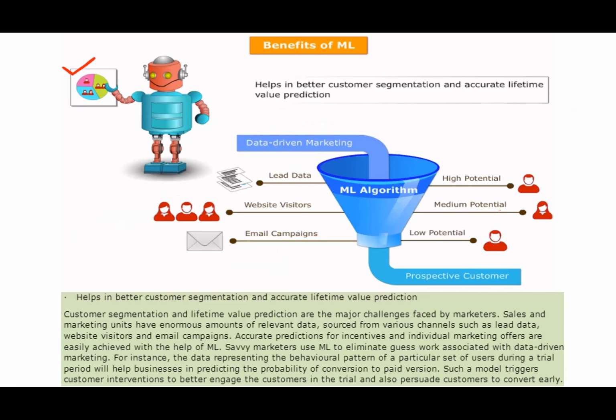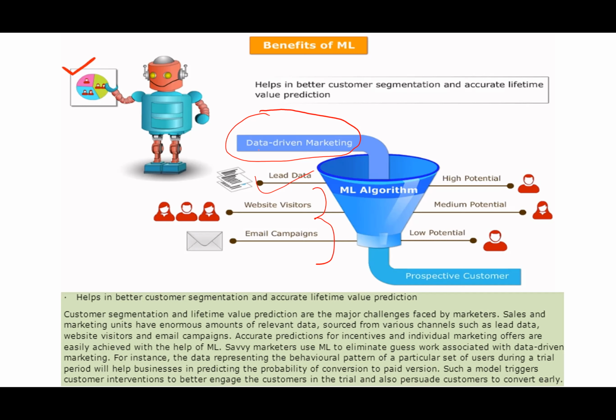Same concept. Okay, next is machine learning helps in better customer segmentation and accurate lifetime value prediction, right? So life insurance companies, e-commerce companies, they mostly rely on their customers. So they use something called data-driven marketing. We have data, we have their website visits and visitors, we have different kinds of email campaigns. Okay, join this workshop so that you can get this membership, all that.